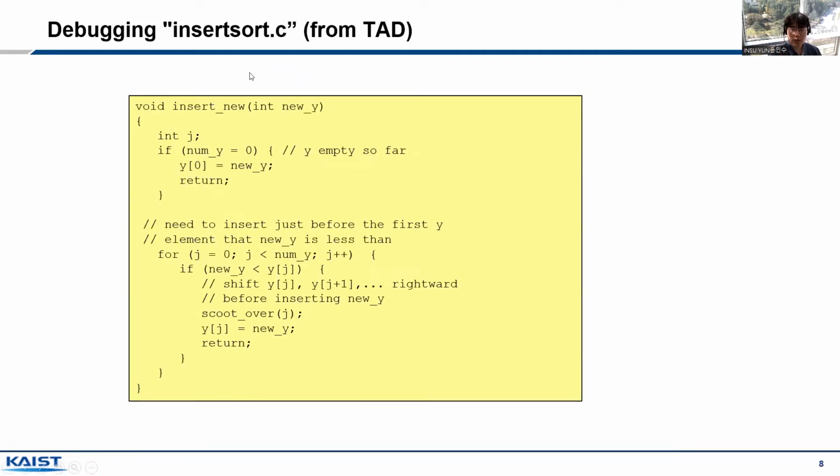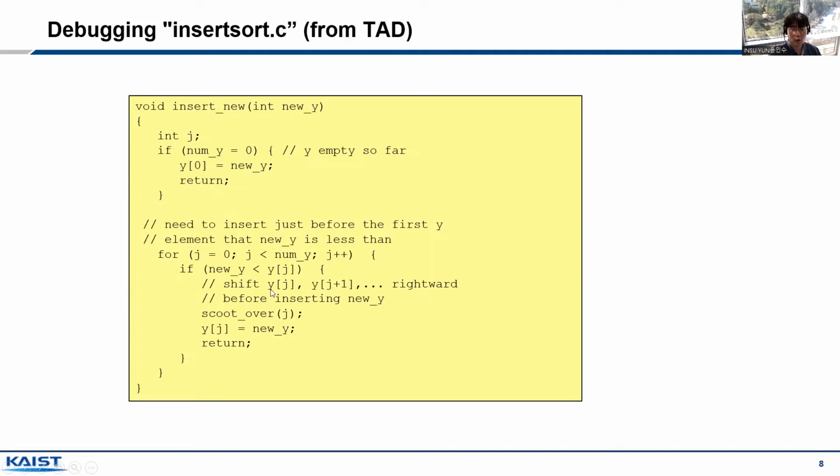And this is a function named insert_new. What insert_new does is that if we have an input new_y, we want to put this new_y at the right position. That's what this function tries to do. If num_y equals 0, which means that y is empty, then we want to put this number at the first position of the array because it is an empty array. So this is handling the base case of the insertion sort.